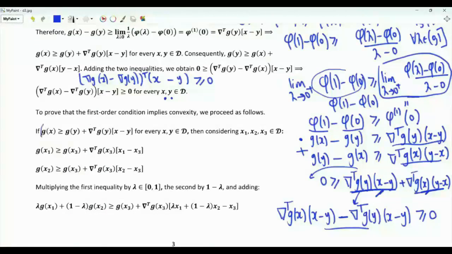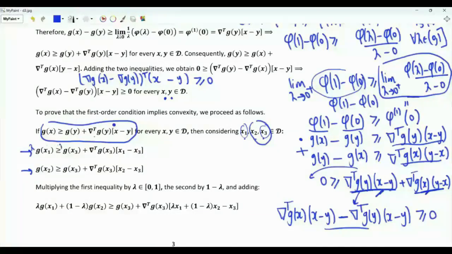Now we want to show that if there is a function satisfying this inequality here for every x and y in its domain, then the function is a convex function. Consider the n-dimensional vectors x1, x2, x3 in the domain of g. Apply this inequality to x1 and x3. Apply the inequality again using x2 and x3. We get these two inequalities.